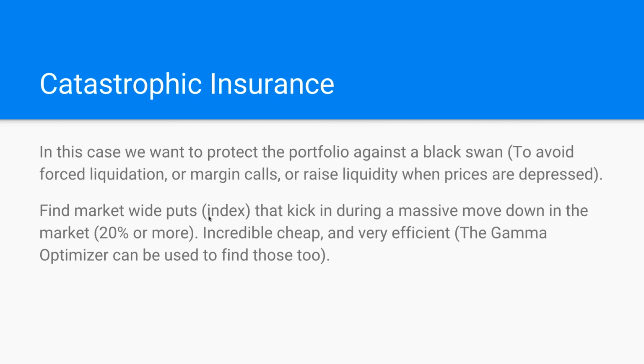And the move down is massive. We are talking about 20% or more. If you want to be conservative, you can protect against 10%. But anything higher than 10% is catastrophic insurance. And the protection is very cheap, it's very efficient, and again, who would have guessed it? The gamma optimizer can be used to find those too.